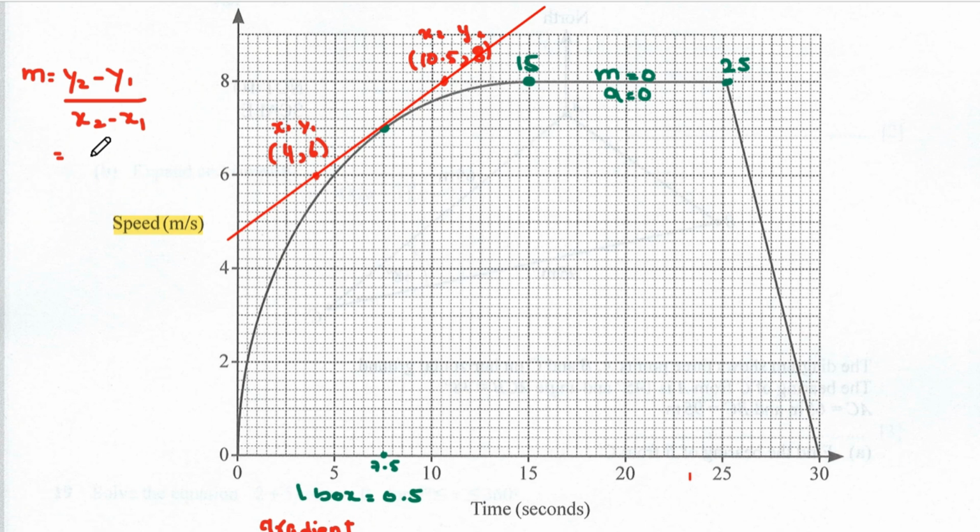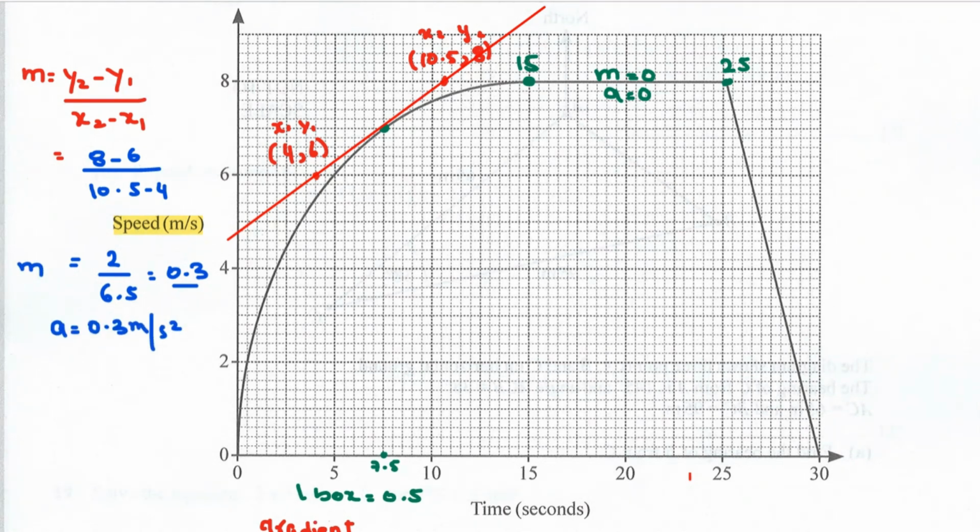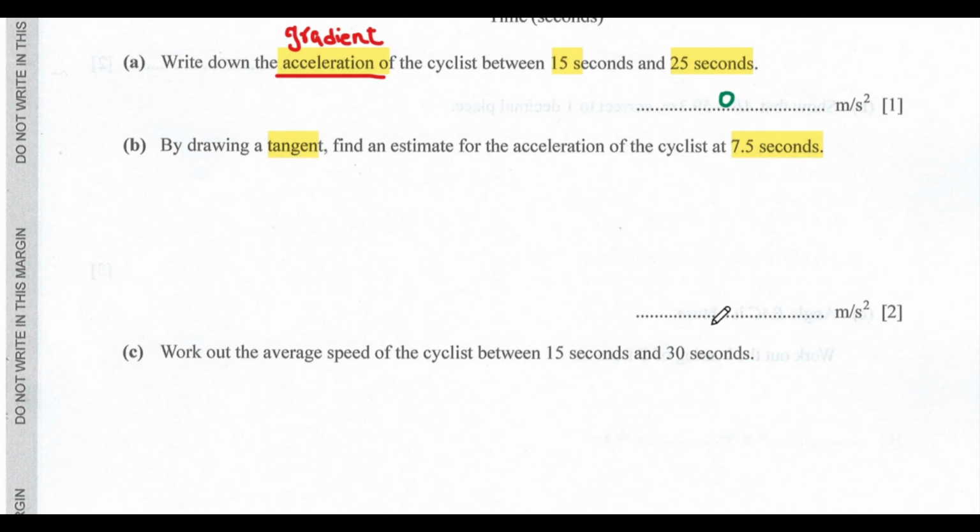So I'll put the values. y2 is 8, y1 is 6. So 8 minus 6 over 10.5 minus 4. 8 minus 6 would be 2 and 10.5 minus 4 would be 6.5. So 2 divided by 6.5 is 0.3. As the gradient of this tangent is 0.3 and gradient defines acceleration, so acceleration is also 0.3 meter per second square, and I am writing the acceleration in the area provided.